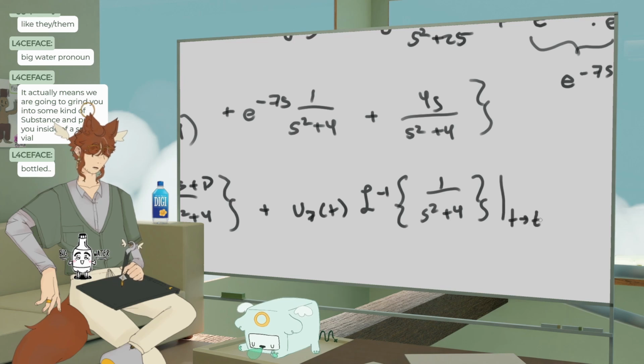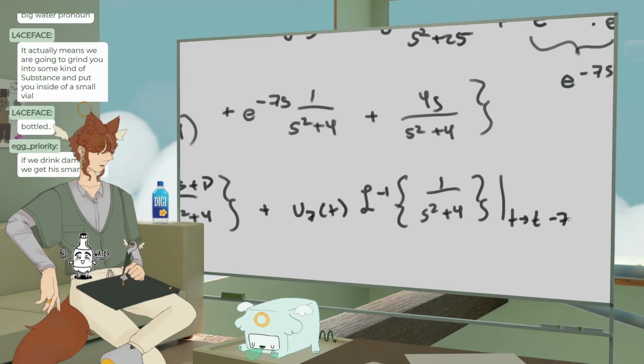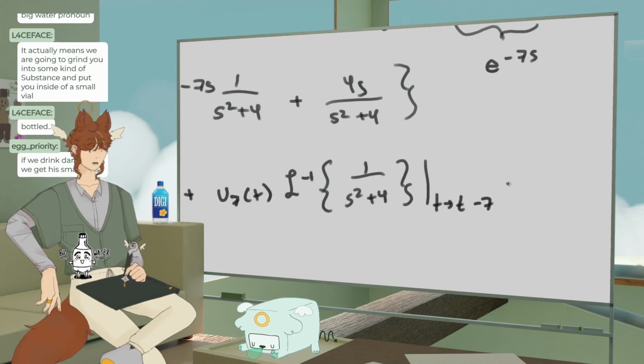T goes to t minus 7. It actually means we're gonna grind you into some sort of substance and put you in a small vial. If we drink Damie, we get his smartness. No. The smartness comes from osmosis. You guys don't get it.